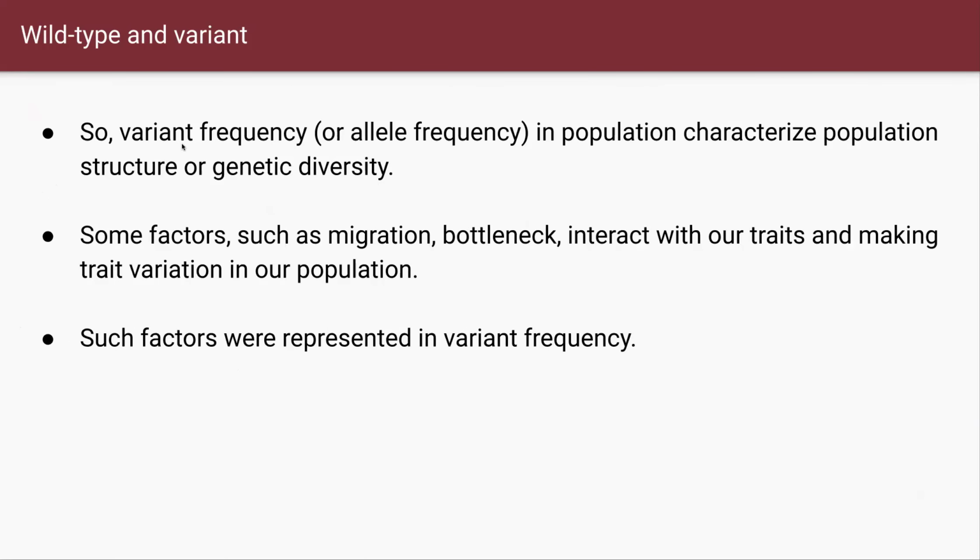Okay, so variant frequency or allele frequency, the same meaning, can characterize the population structure or genetic diversity. Some factors like migration and bottlenecks interact with our traits, and they make trait variation in the population. And that factor is also represented in variant frequency, right? One example is the allele frequency of a hemoglobin gene, where that allele is responsible for taking more oxygen into the blood. If you look at those alleles, you will see a high allele frequency in the Tibet population compared to other Asian populations. Why does that happen?